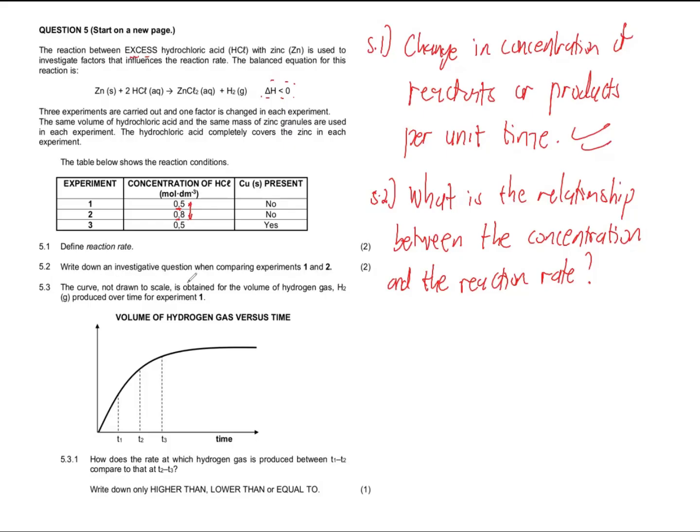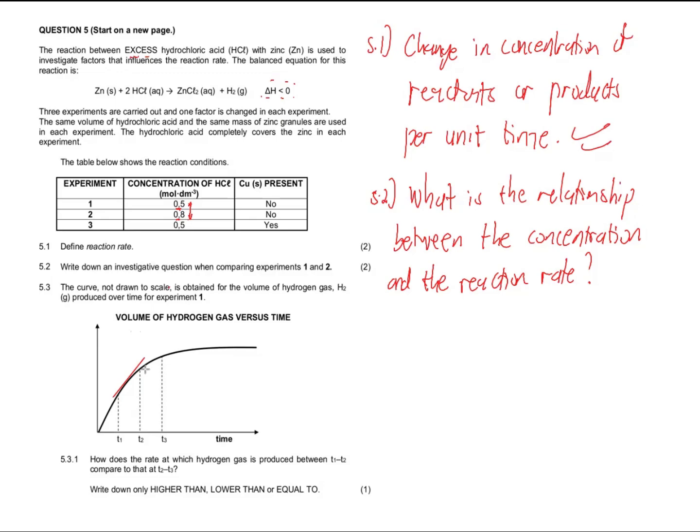5.3 says the curve, not drawn to scale, is obtained for the volume of hydrogen gas produced over time for experiment 1. How does the rate at which hydrogen gas is produced between T1 to T2 compare to that of T2 to T3? Is it higher than, lower than, or equal to? Remember, when we are talking about the reaction rate, we are simply talking about the gradient of the graph. The reaction rate is just the gradient.